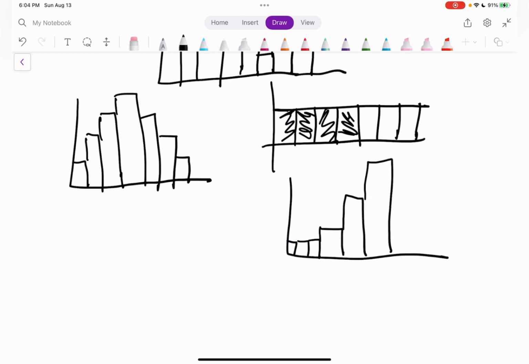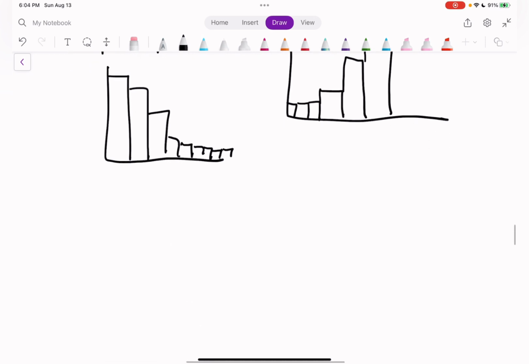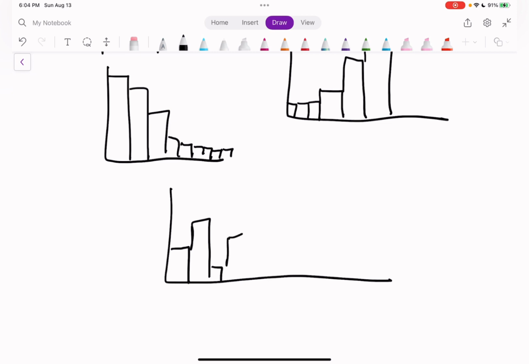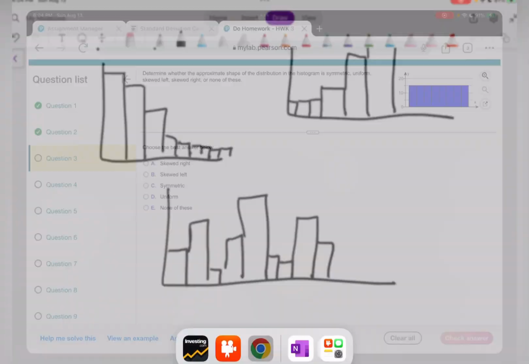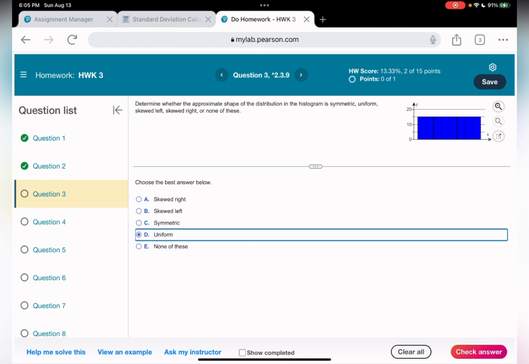Skewed to the left, and accordingly skewed to the right. Okay, skewed to the right. And none of them, well, it's going to be some messy, let's say. For example, see, this is none of them. All right, so back to our answer. So in this case, we have obviously uniform.